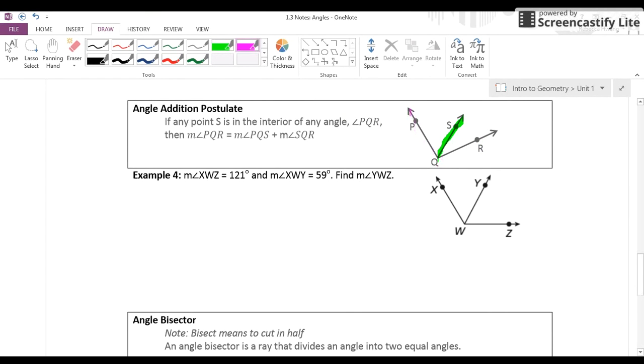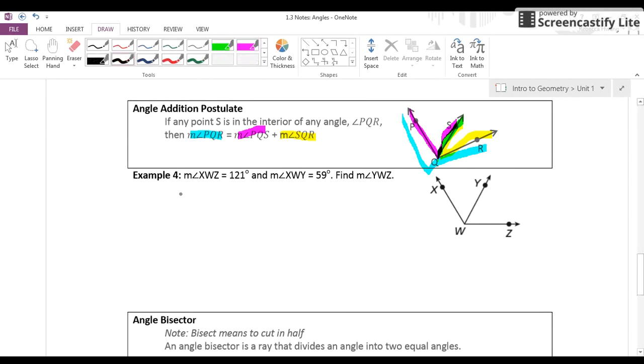We have the smaller angle PQS and SQR. All right. So I know it's kind of messy, but what this says is that the pieces SQR plus PQS should add up to this entire angle PQR. So parts, again, add up to the whole. Just make sure you recognize what's the part and what's the whole. So let's take a look at this example 4.